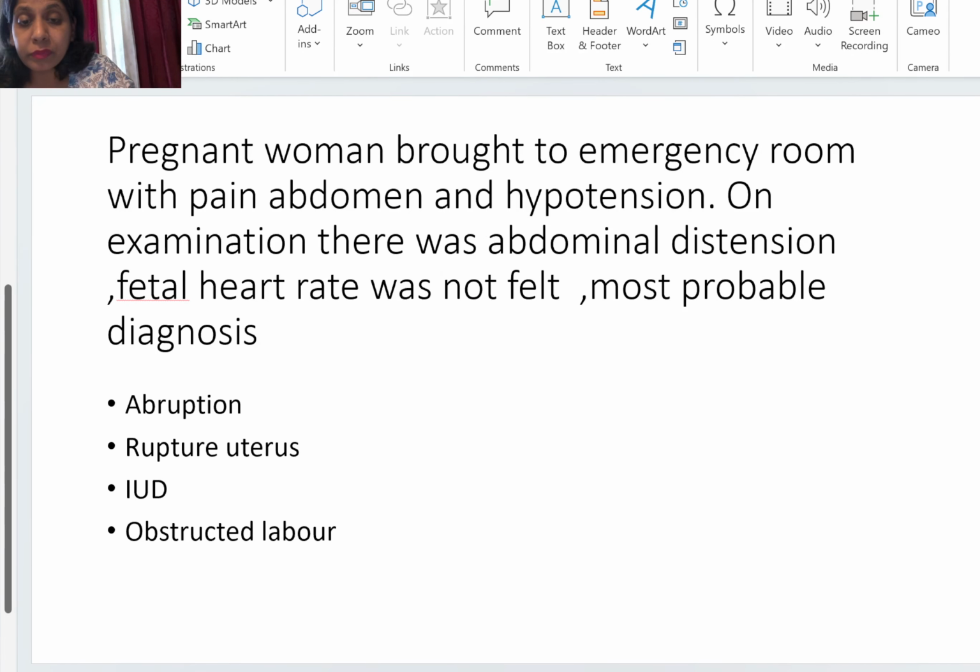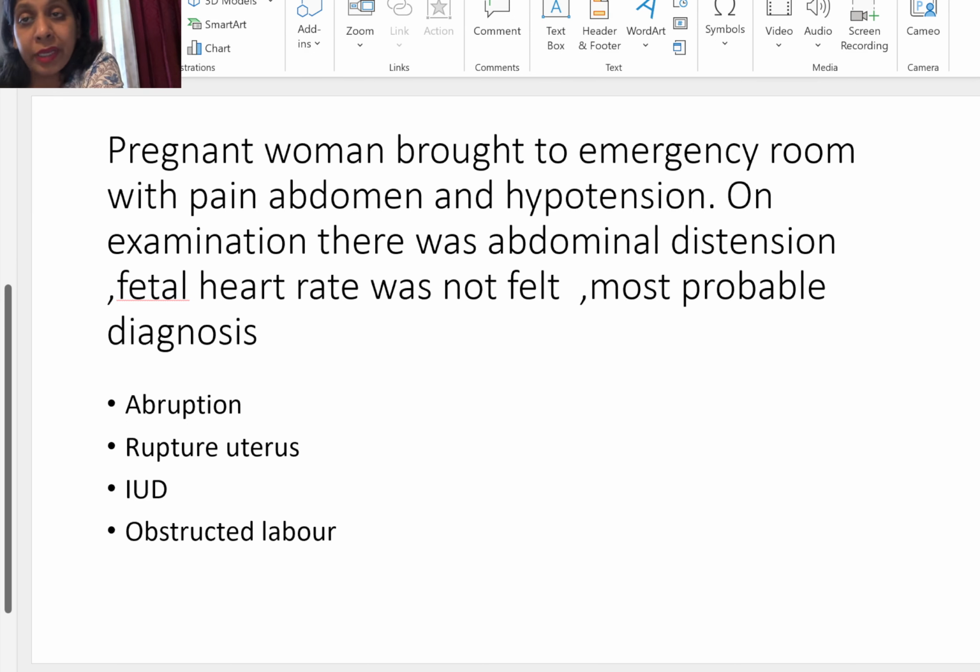Next is a pregnant woman brought to the emergency room with pain abdomen and hypotension. So this time the patient has pain abdomen and hypotension. On examination, there was abdominal distension. Fetal heart rate was not felt. Now see, the patient is in hypotensive shock, first thing. Second thing, there was abdominal distension. So the abdomen is distended, so you can say there's some problem in the abdomen, and the fetal heart rate was not felt.